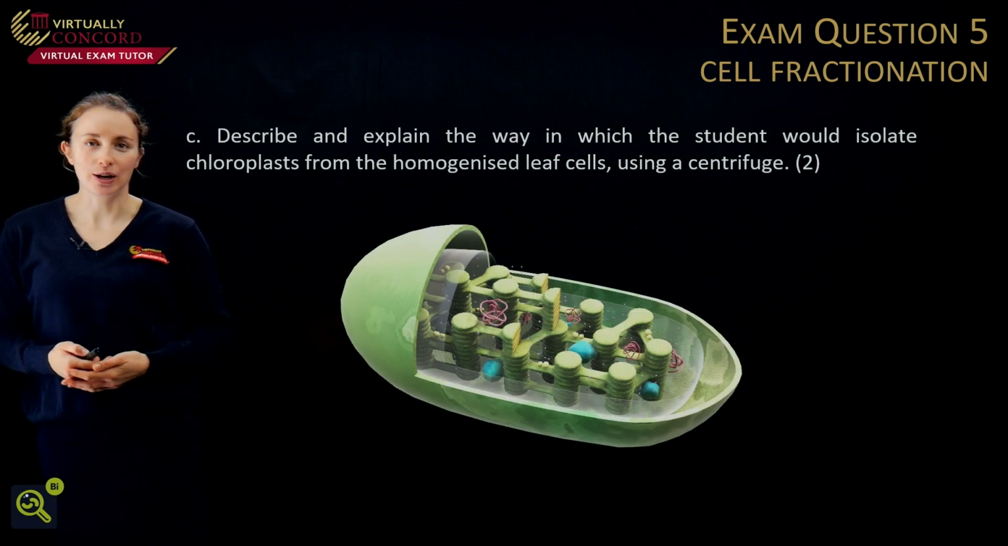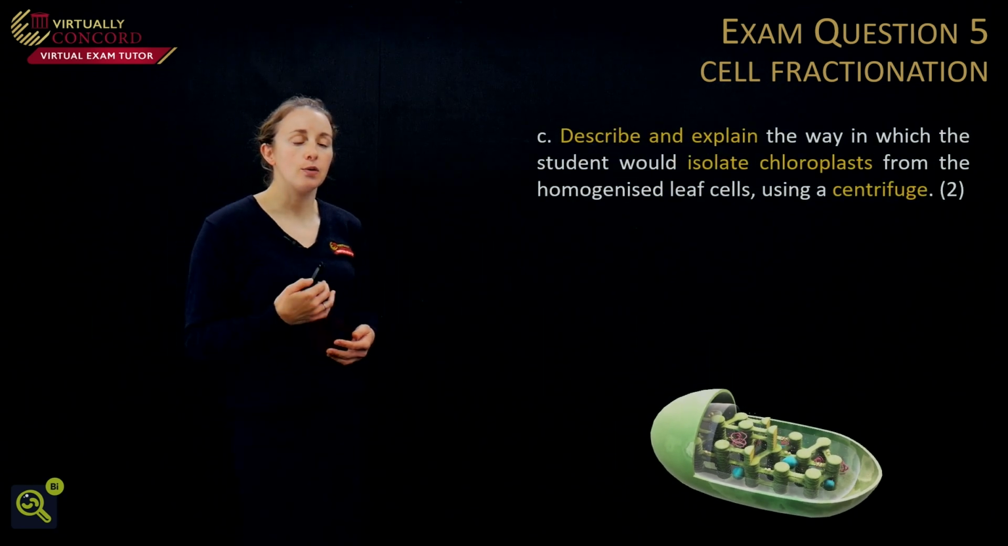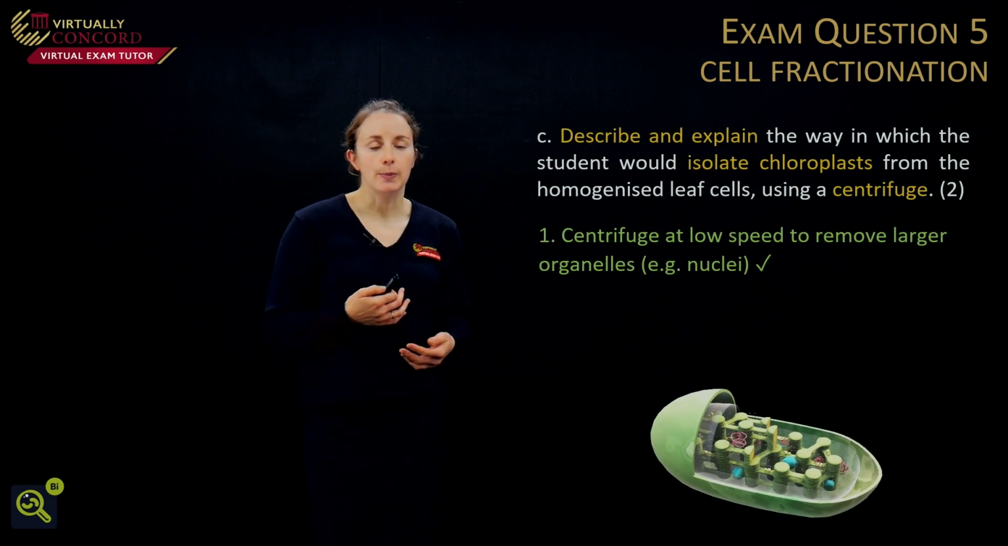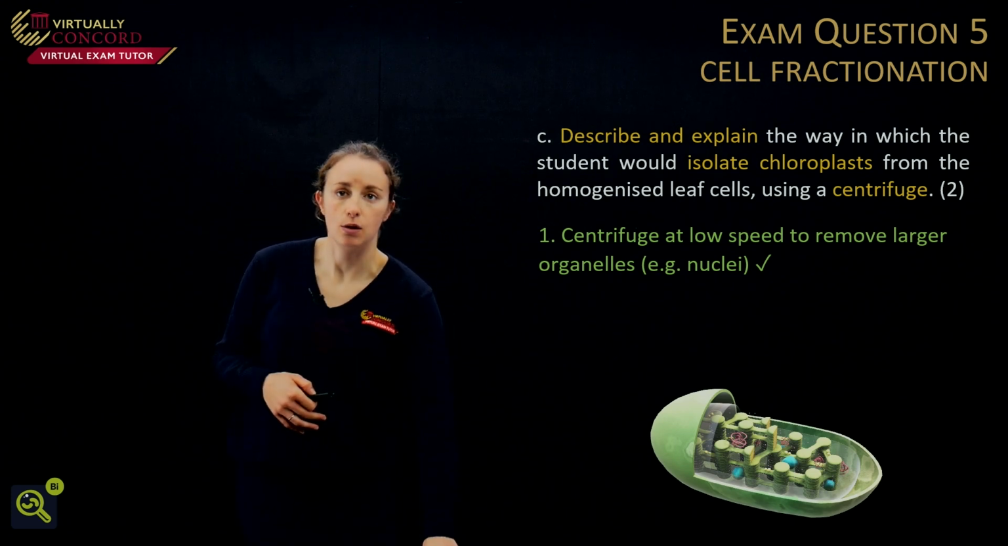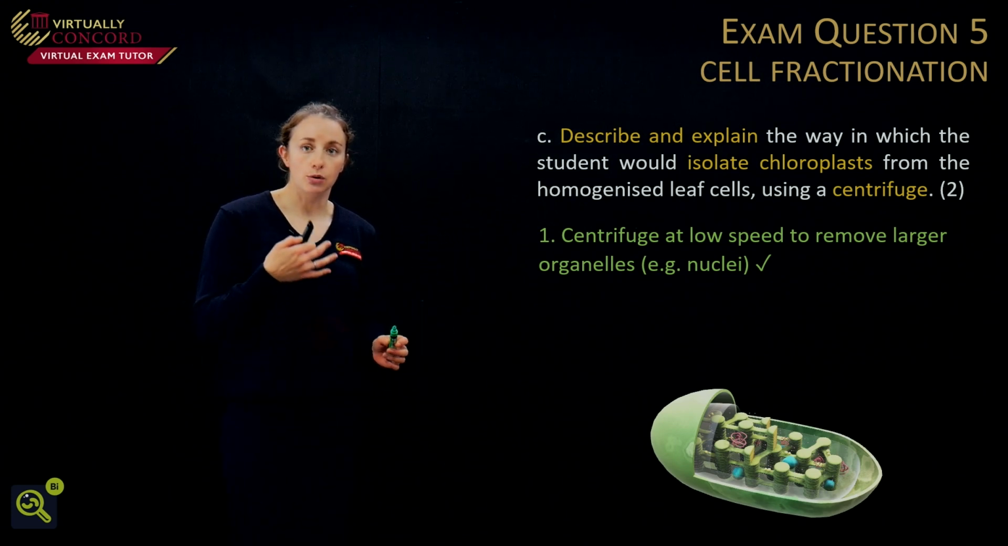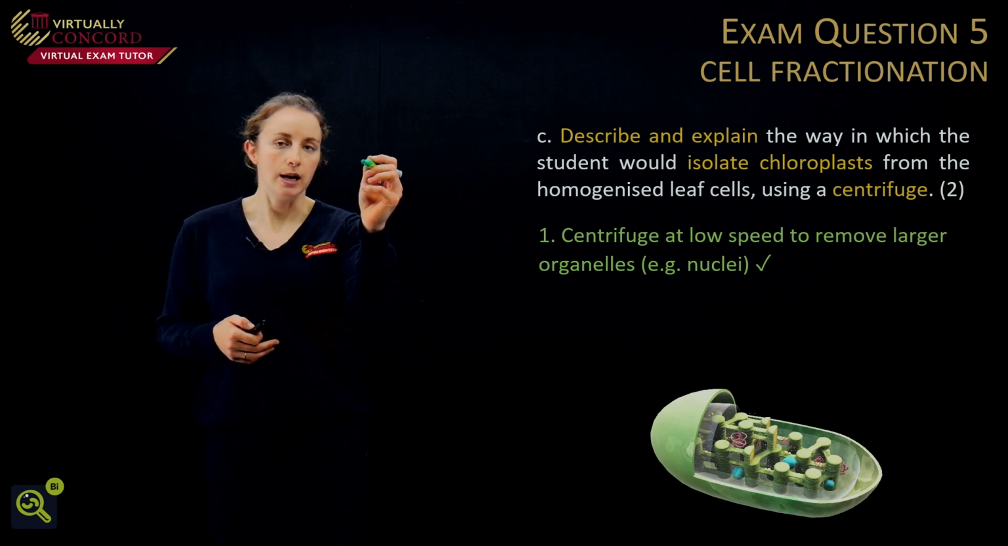The final part of this question asks you to explain how the student would isolate chloroplasts using a centrifuge. And the order is quite important in this question. So you need to be writing first about centrifuging at low speed to remove larger or denser organelles. And the classic one is your nuclei, because that's the largest, most dense organelle within a cell.